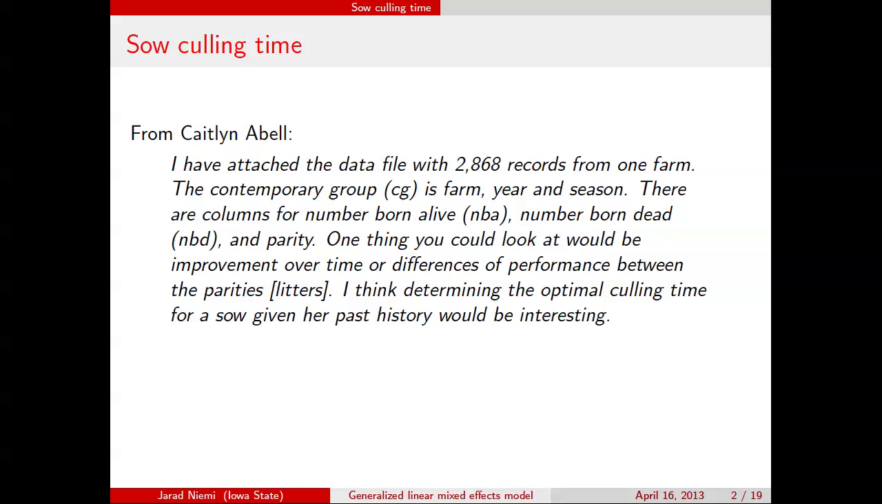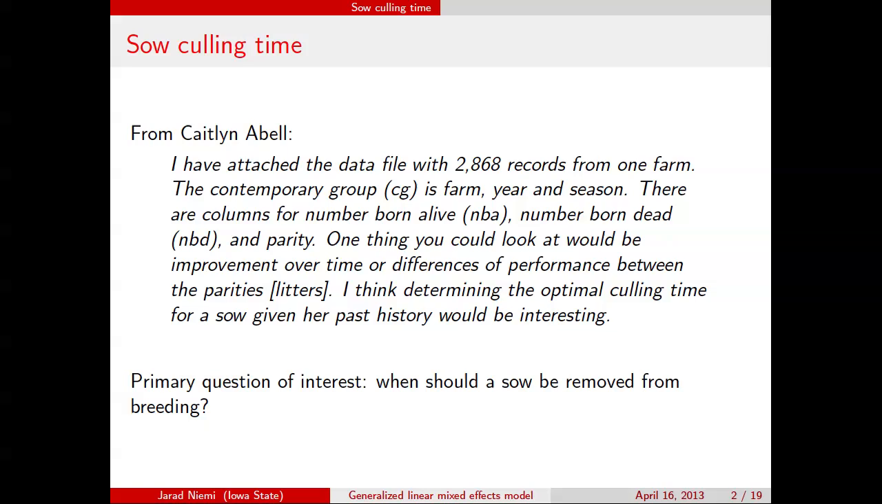She has a couple of questions here, but the one that I thought was perhaps the most interesting is determining when a sow should be retired, when she should be removed from breeding. We're going to show you what the data set looks like in a second, but is the main question of interest understandable, or do you have questions on that? Okay, so again, the question is, when should a sow be retired from breeding, in terms of the parity.